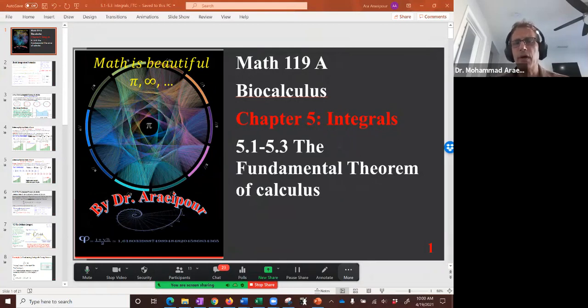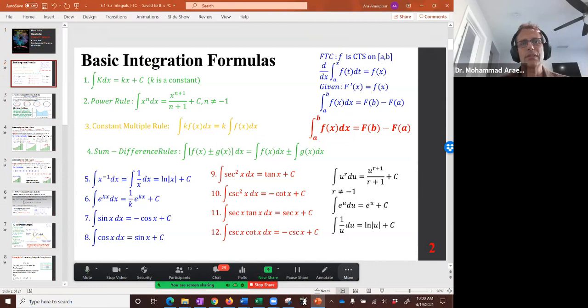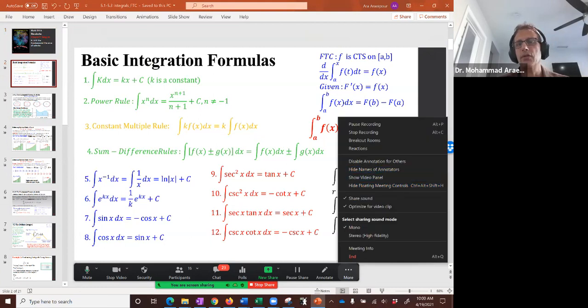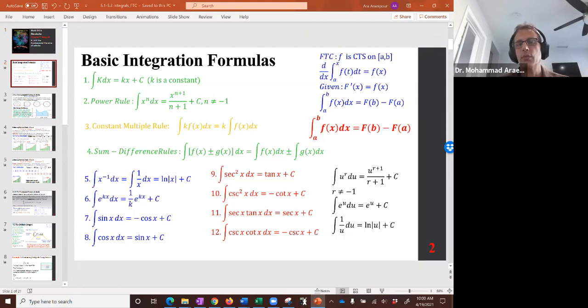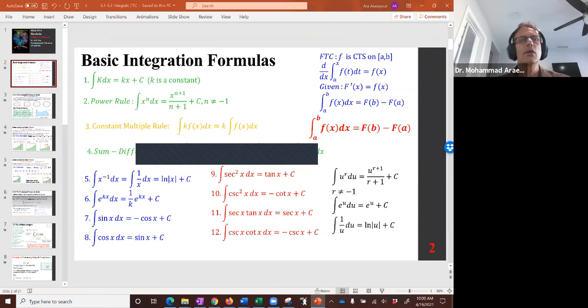We are looking at Chapter 5, Integrals, Sections 5.1 to 5.3, the Fundamental Theorem of Calculus. As always, formulas. Integration formulas, also known as anti-differentiation formulas. You need to be very comfortable to move on.